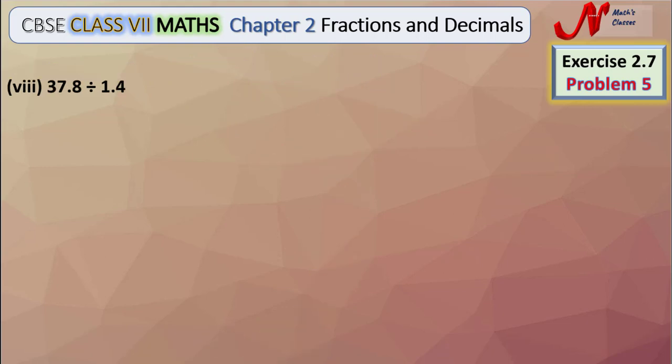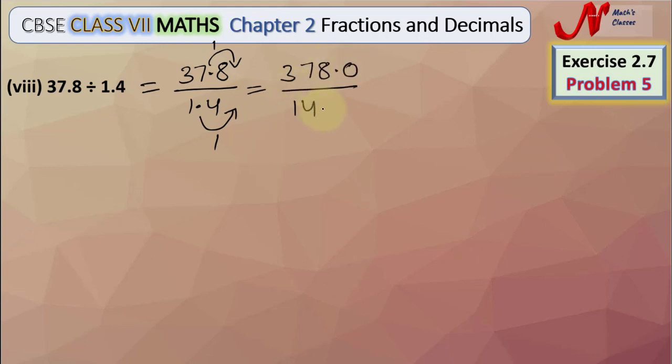Now we solve the eighth bit. It is given 37.8 divided by 1.4. It can be written as 37.8 by 1.4. To solve this one, shift the decimal point to the right by 1 place. Shift the decimal point to the right by 1 place. So it can be written as 378.0 by 14.0.